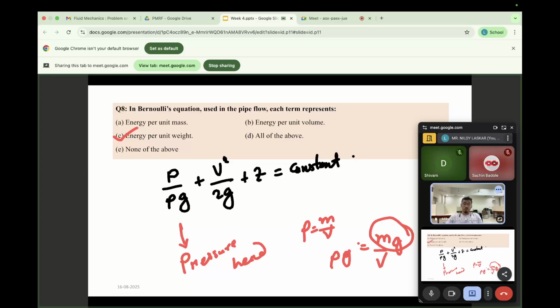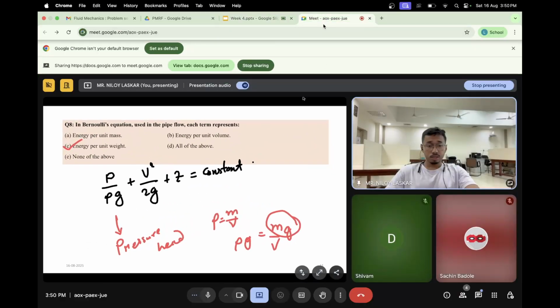So always remember one thing: in case of fluid, we consider only density, not the mass. Either we consider density or mass flow rate, not the mass. Okay. So that's why option C is the correct answer. So is it clear, Sachin, Shivam? Yes. Okay.